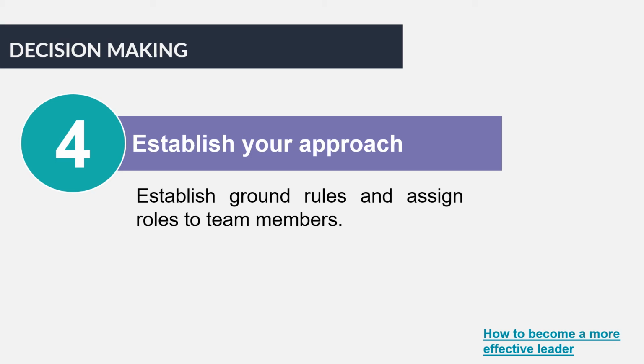Another important thing that you have to consider when you have made a decision is to actually establish your approach. Once you make that decision, I think people need to be clear on what their roles are. So you need to establish ground rules and assign roles to team members so they know what to do once you have made that informed decision. So the decision that you make needs at least to follow a certain approach where people are much more clear on what they need to do.